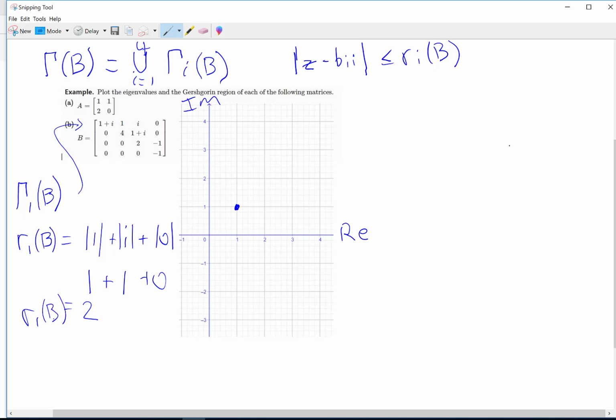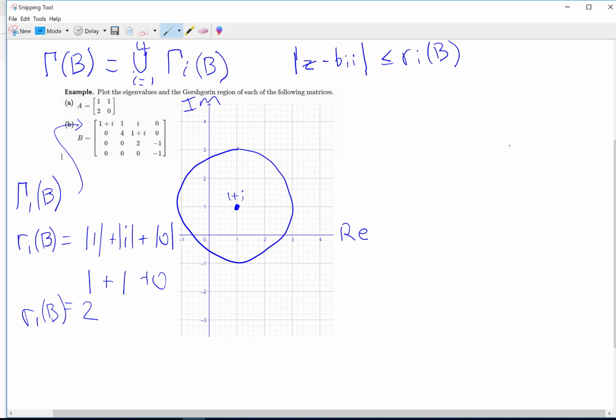And so what that says is we draw the circle centered at 1 plus i, which I already put down here, with radius 2. And so that would be this circle. And so it's going to contain some of the eigenvalues, perhaps. Well, there's 3 more disks. The union of the 4 disks will contain those eigenvalues.